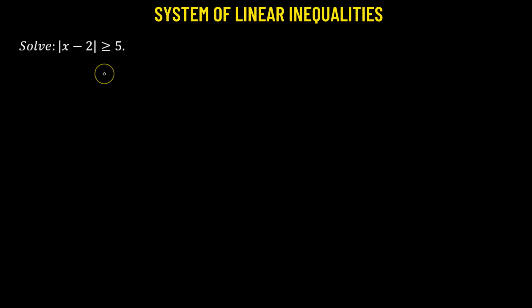Let's solve the following system of linear inequality. So here we have the absolute value of x minus 2 is greater than or equal to 5. We'll begin by using the definition of the absolute value.